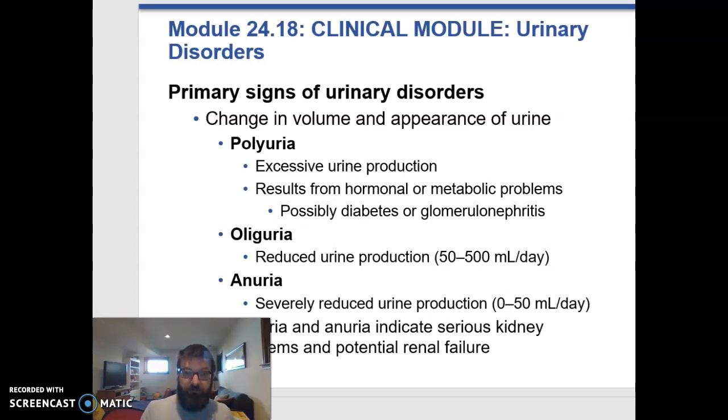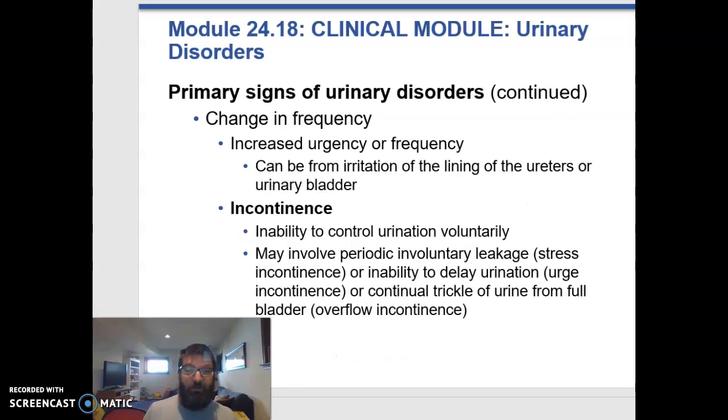On the other end of the spectrum, if you have reduced urine production, we call that oliguria, right? Like an oligopeptide is just a small number of amino acids. An oligosaccharide is a small number of sugars. An oligarchy is ruled by a small number of people. Oliguria is reduced urine production. Anuria means essentially zero urine production, and that means you may have kidney failure and you need to get that looked at ASAP. If you feel like you have to go all the time, it could be because you have some irritation in the lining of the bladder or the ureters. If you have an inability to control your urination, that could have to do with the muscles that govern that.